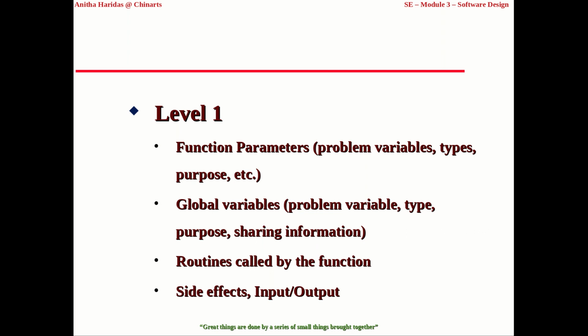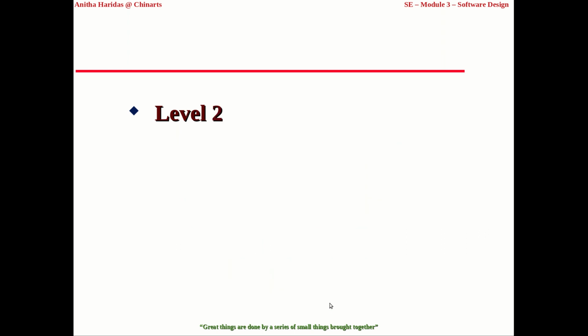Side effects means what will happen to the system when the function is being executed. What are the state changes in the system when this particular function is executed? That is what you call side effects. Then of course, what will be the input to the function and what will be the output of the function. So these are the things you will be mentioning in level 1.